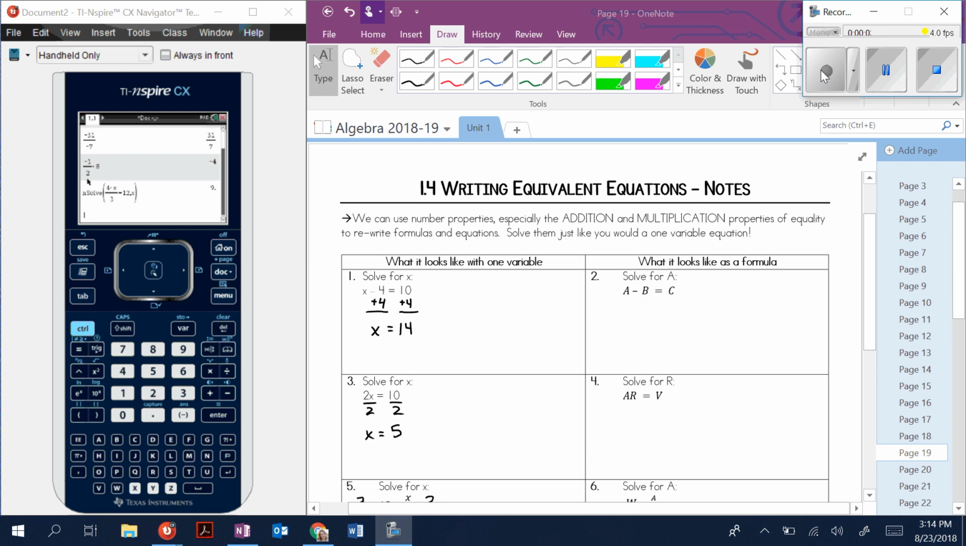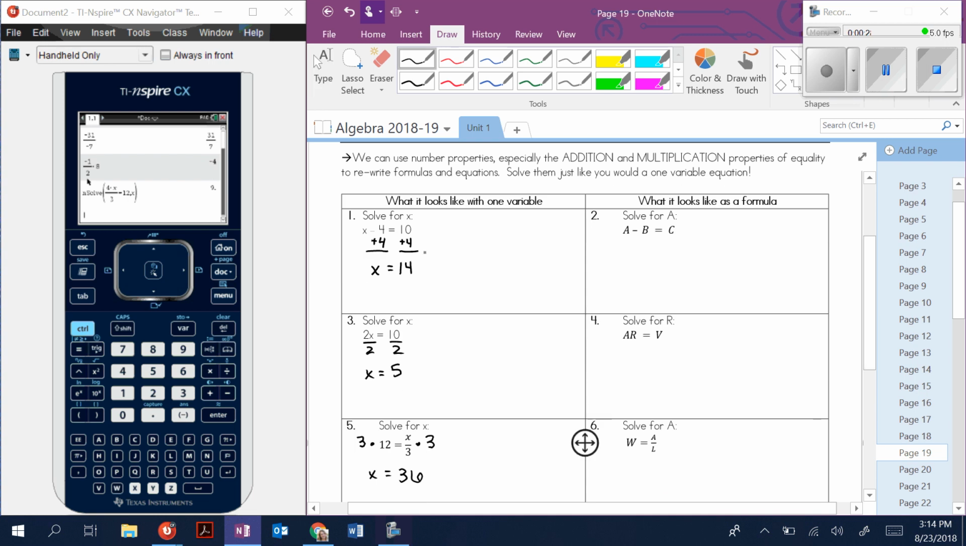You are watching the 1.4 lesson video on writing equivalent equations. This is just a fancy way of saying we're going to be solving equations with lots of letters, lots of variables, and we need to get one letter alone, or one variable alone, on one side. So right now, if you look at all of our examples, we have an example that just deals with a normal equation, and then what we're going to be doing together is solving for variables.